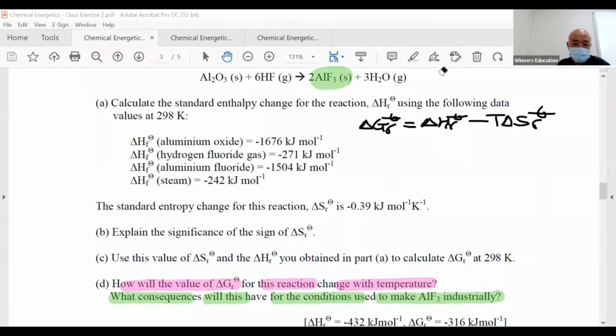which we know that delta S is negative. Delta H we calculated is negative. So this is positive. So how will it be affected with the change in temperature? Up to you whether it's increase or decrease temperature. Normally I like to talk about increased temperature.